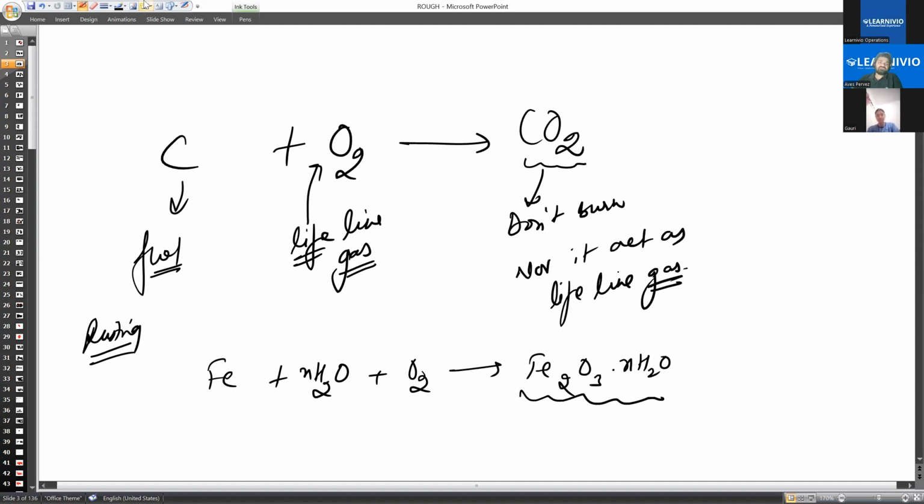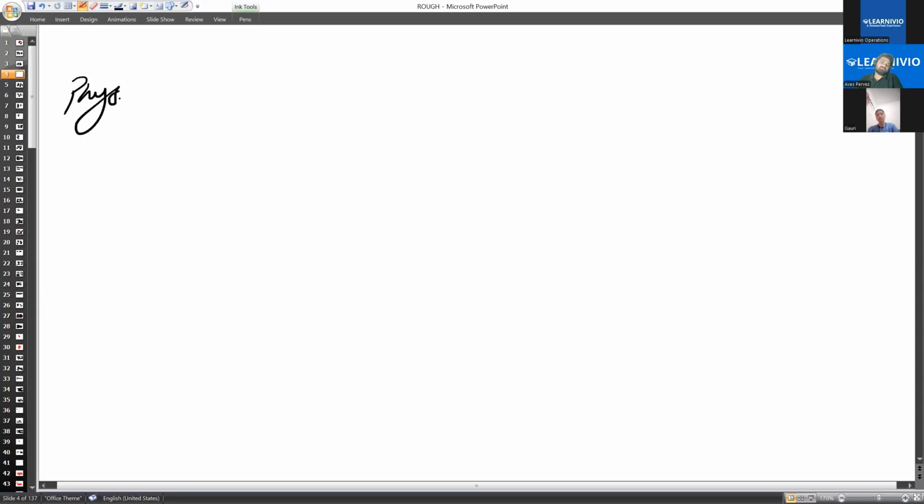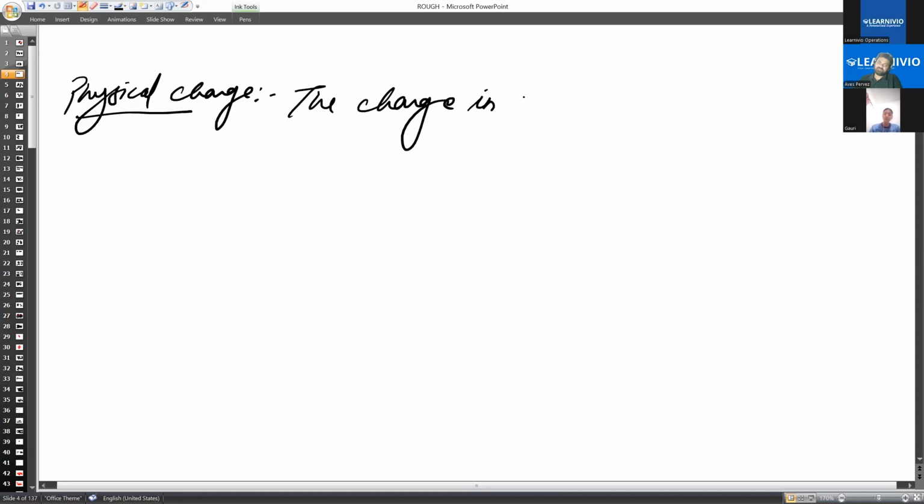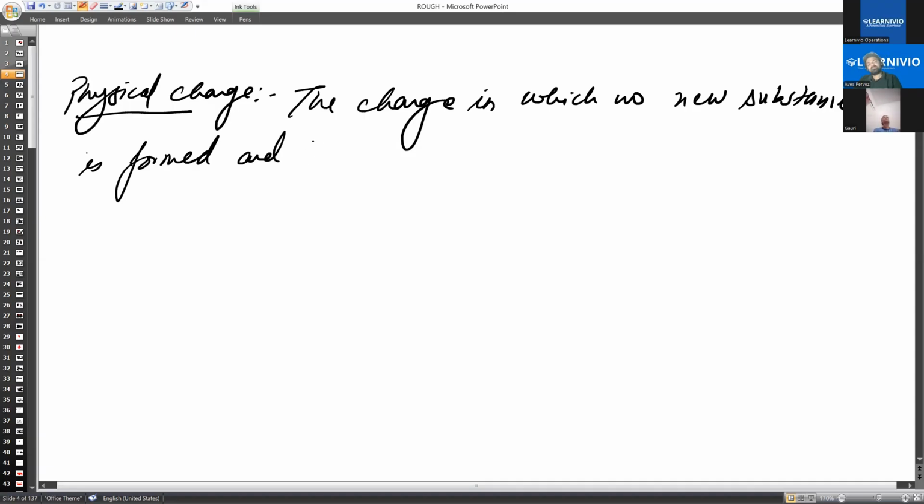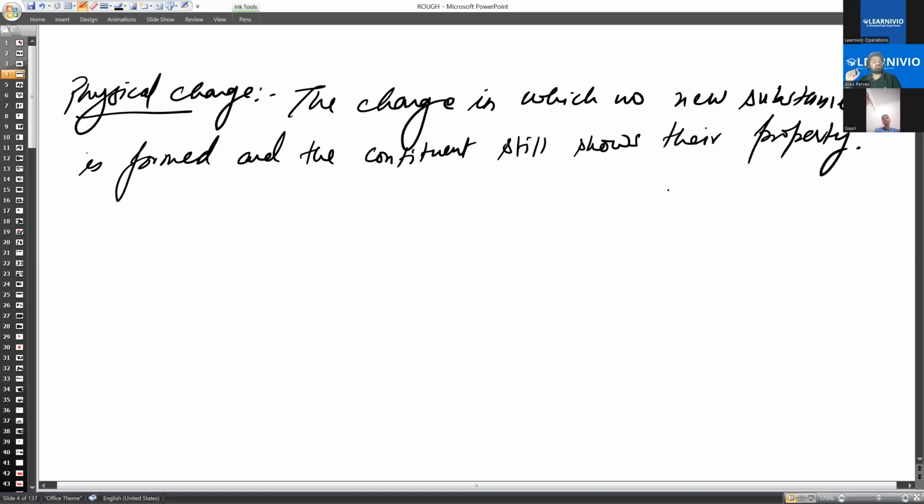Now, what is a physical change? Physical change is the change in which no new substance is formed, and the constituents still show their property.